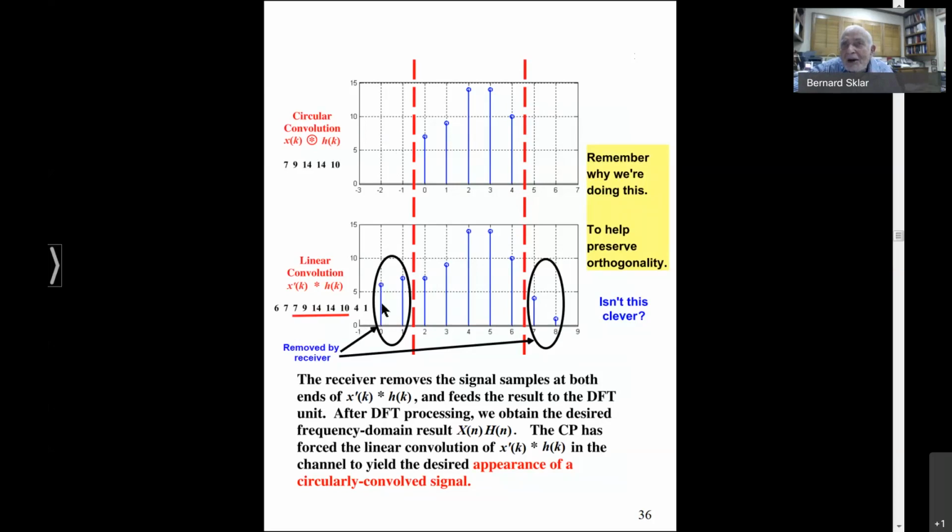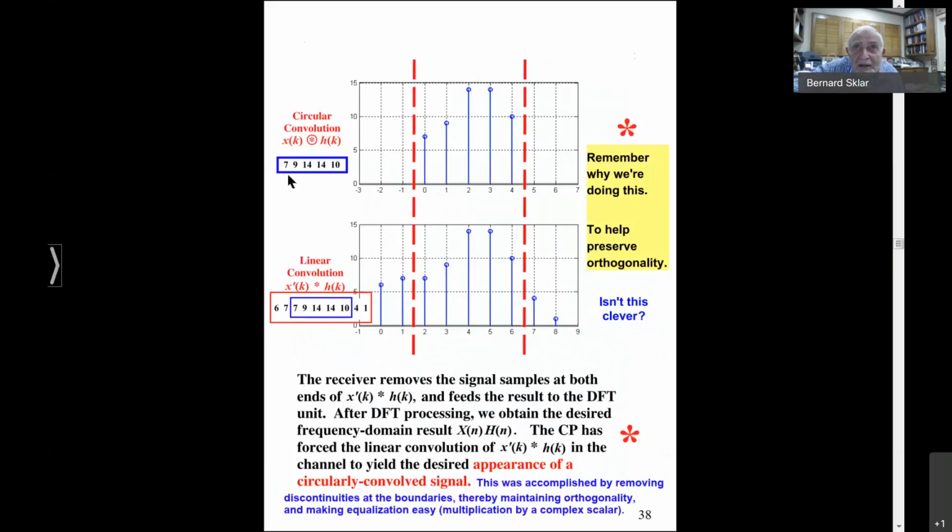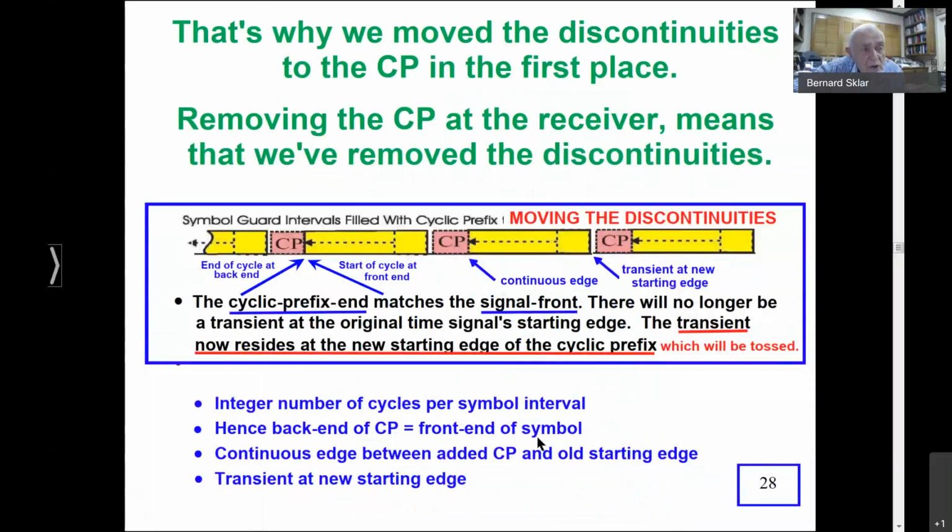suddenly what I've got is a portion that's going to be removed by the receiver. That's the first thing the receiver is going to do. Here's where it does it. Here's that block diagram. As this comes off the channel, serial to parallel, it takes out the portion that is the cyclic prefix. And once that cyclic prefix has been removed, what have you got left? You got the part in the middle is exactly the part in the middle here. So after the cyclic prefix has been removed, I have indeed tricked it into doing circular convolution.